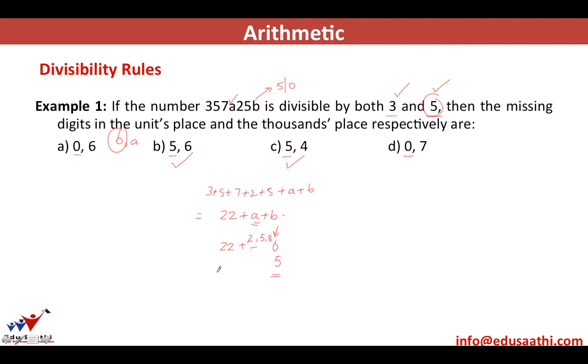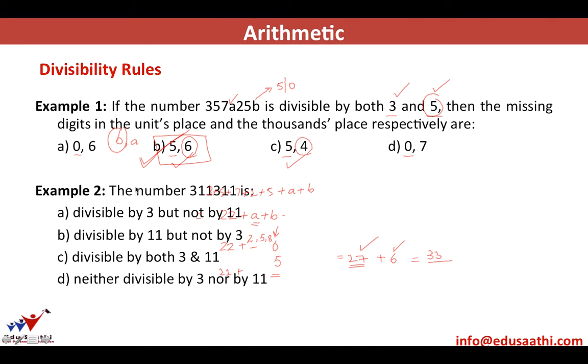So if I start with 5, 22 plus 5 gives me an answer of 27. Right? Now, I just have to look at what I add to 27 so that the number becomes a multiple of 3. 27 itself is a multiple of 3. So the number that I would be adding would also be a multiple of 3 to give me an overall number which is a multiple of 3. So my answer would be option number B. All these types of questions have to be done with the help of answer options only.